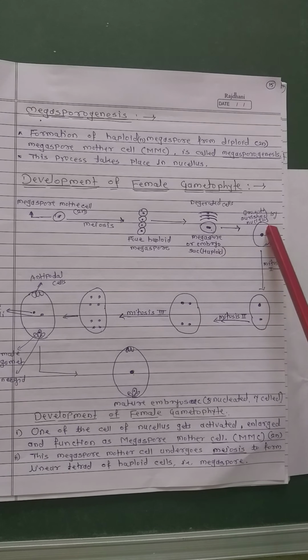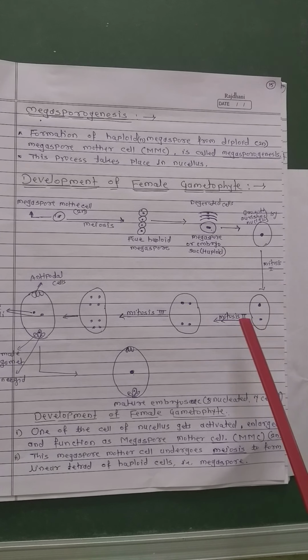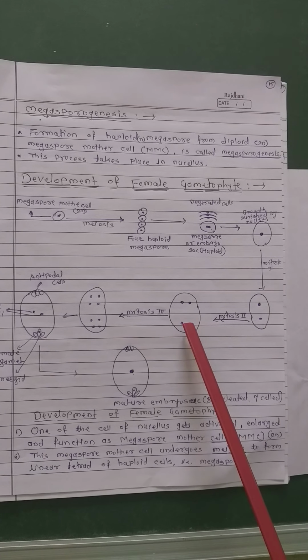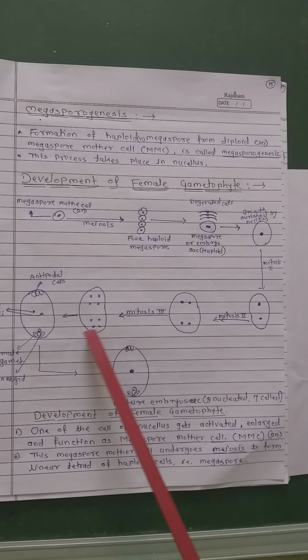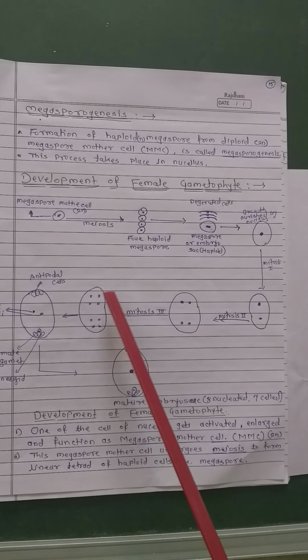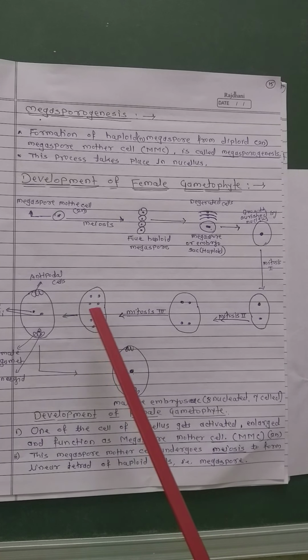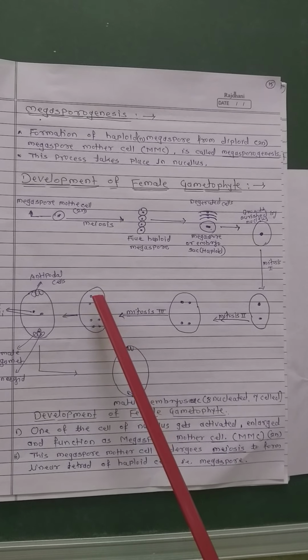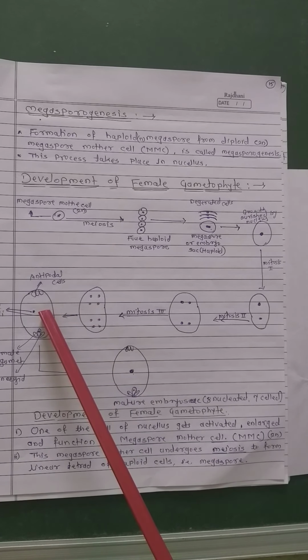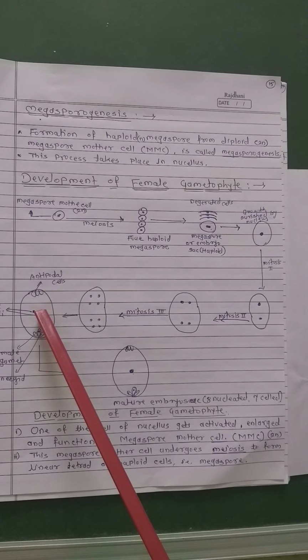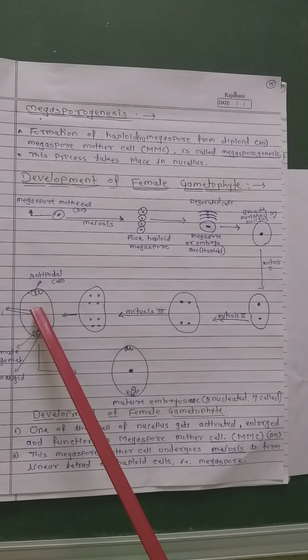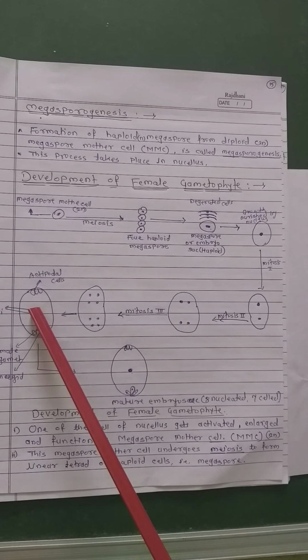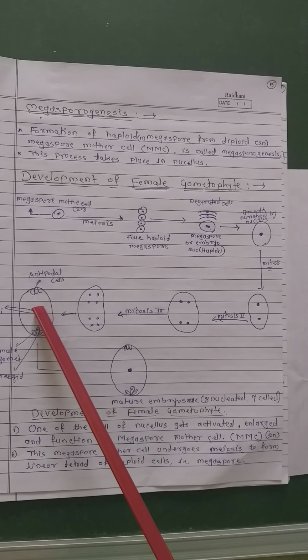That is, the first division forms 2 nuclei, the second division forms 4 nuclei, and the third division forms 8 nuclei, 4 at each pole. That is, 8 nuclei are formed. One nucleus from each pole migrates towards the center, called the polar nuclei, which fuse prior to fertilization and form a diploid secondary nucleus, also called the definitive nucleus.